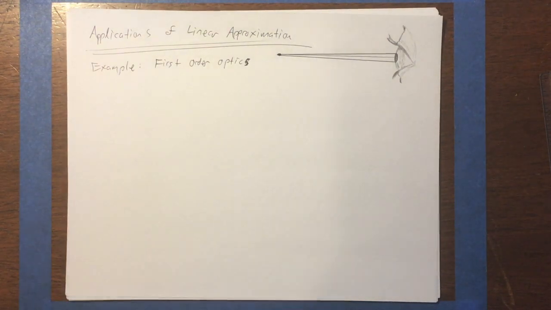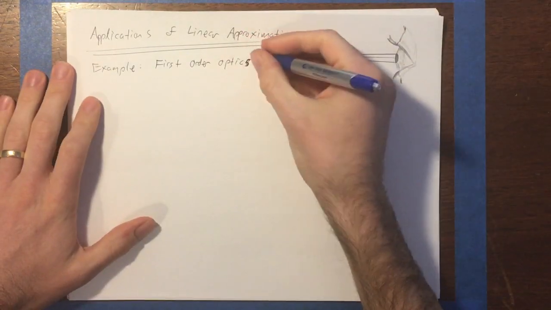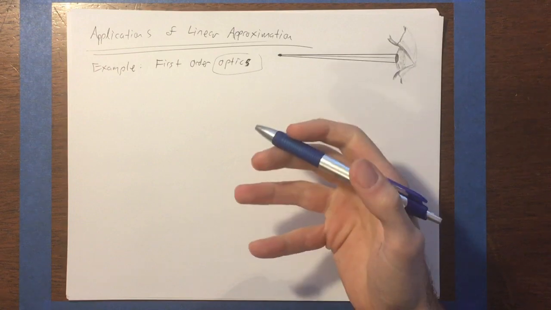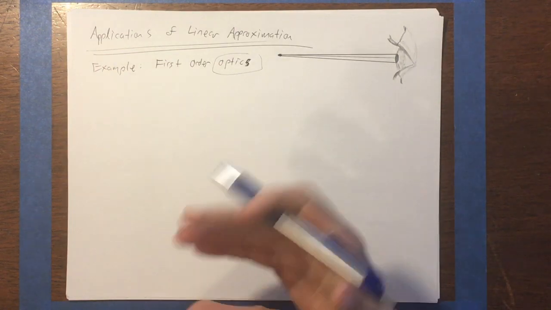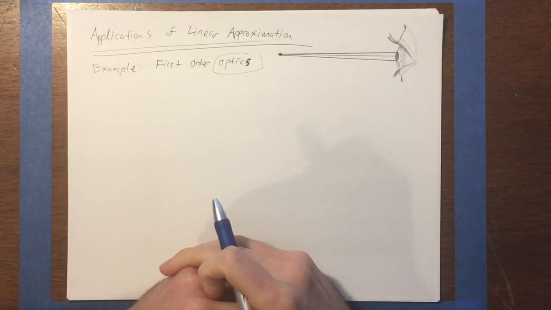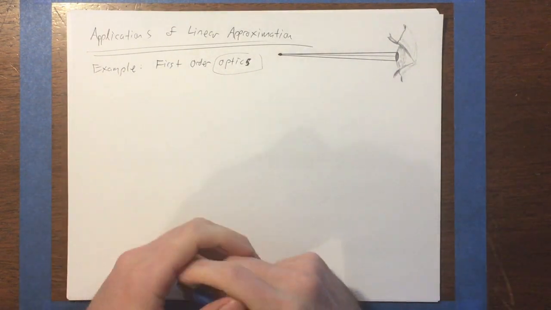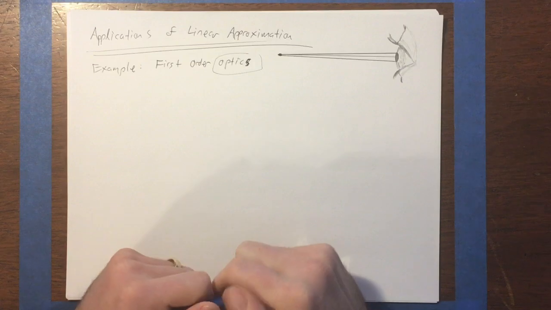All right, so on the topic of linear approximation and linearization of functions, I want to discuss some applications. Where do we use this in the real world? As an example, I want to talk about something called first-order optics. Optics is the study of light and lenses. Take, for example, people who want to design contact lenses for correcting vision.